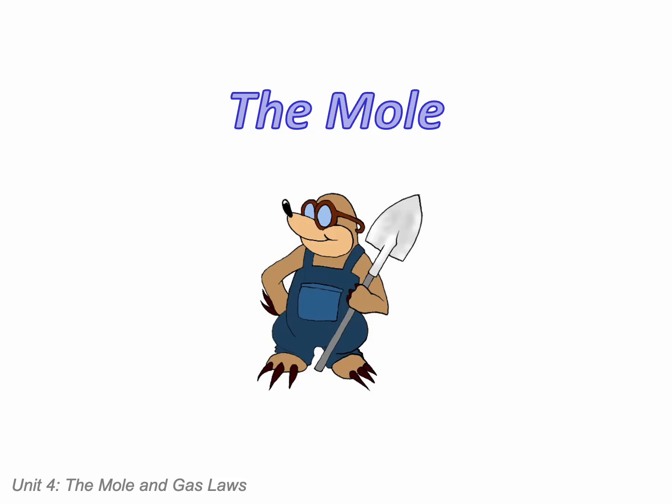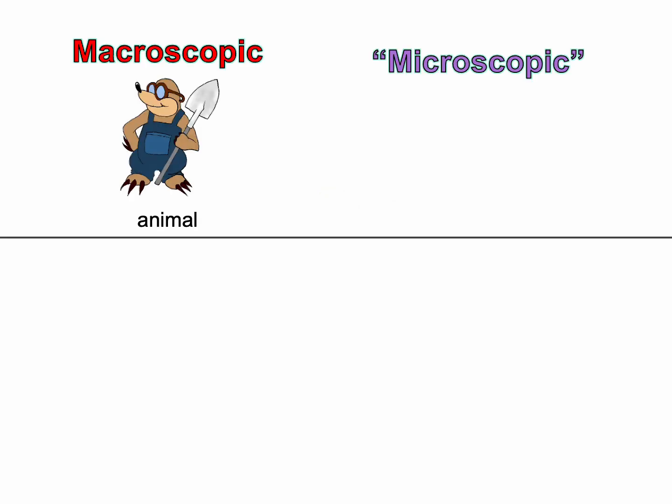This lesson is an introduction to the mole and how it is related to chemistry. One of the ways to get an understanding of the mole is to consider the difference between the macroscopic and the microscopic world. In the macroscopic world, an example of an animal would be a garden variety mole.